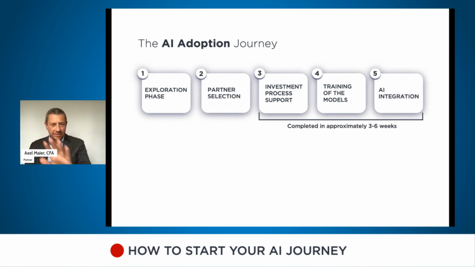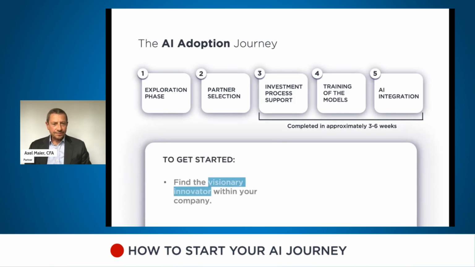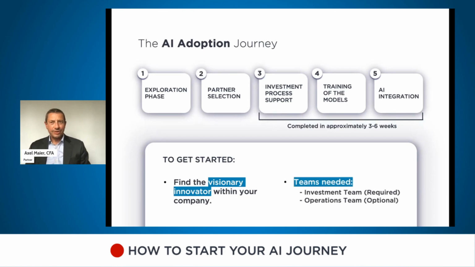So at that part, after you selected a partner, in our experience, depending on the complexity of what you need, we talk about 3 to 6 weeks until this is completed. So to get started is basically find a visionary innovator within your company who really is believing in the AI, is driving it through and helping, putting everybody within the company on the same picture. Then you can move on.